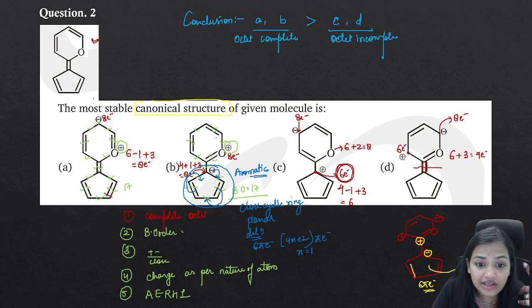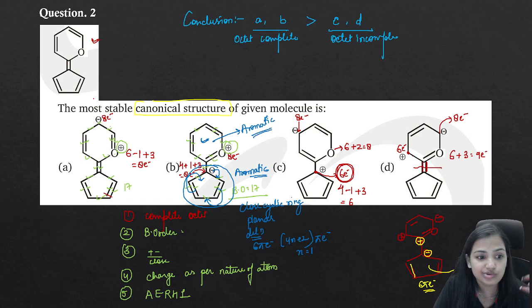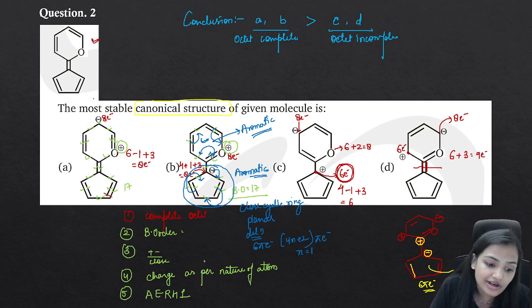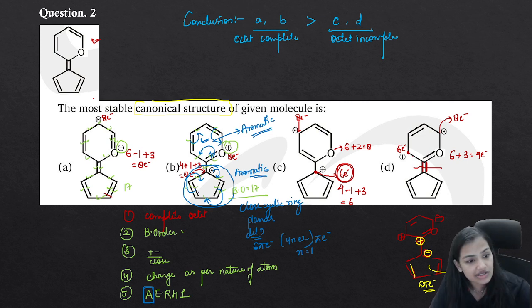Even if you see this particular ring, this is also aromatic. Please have a look at why it is aromatic, because here also we have a complete delocalization of pi electrons in this ring. So because of AERHI, structure B is more stable irrespective of structure A. Out of B and A, B is more stable than A.